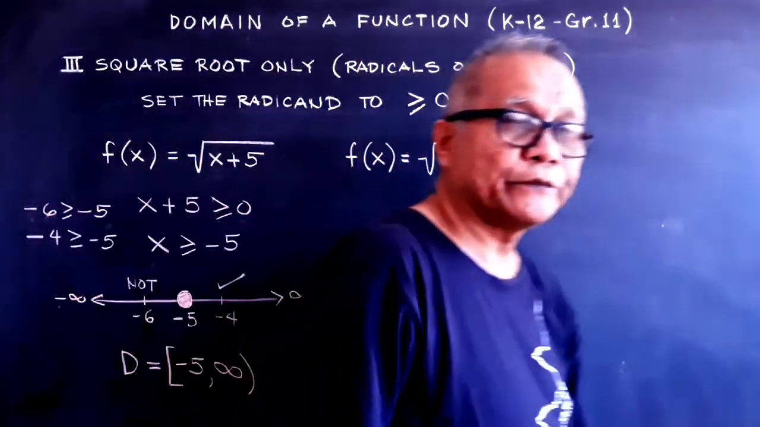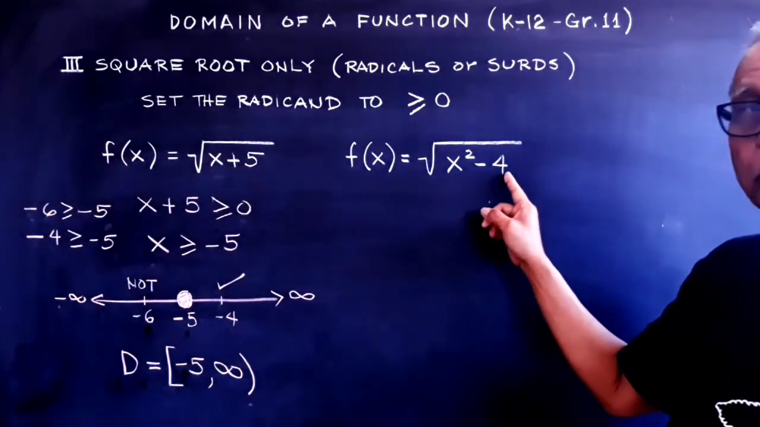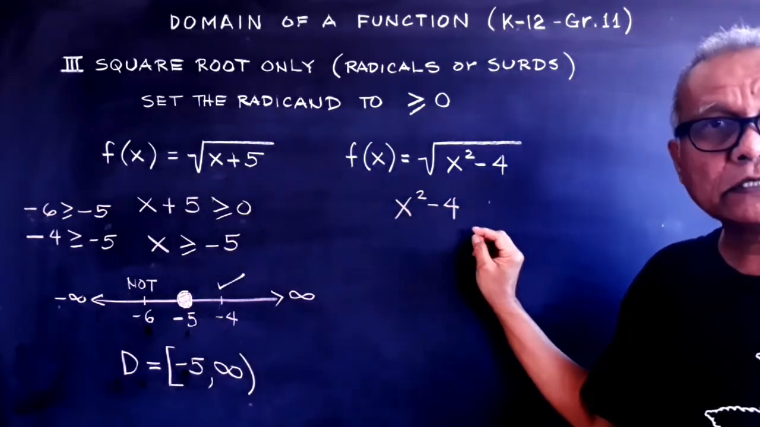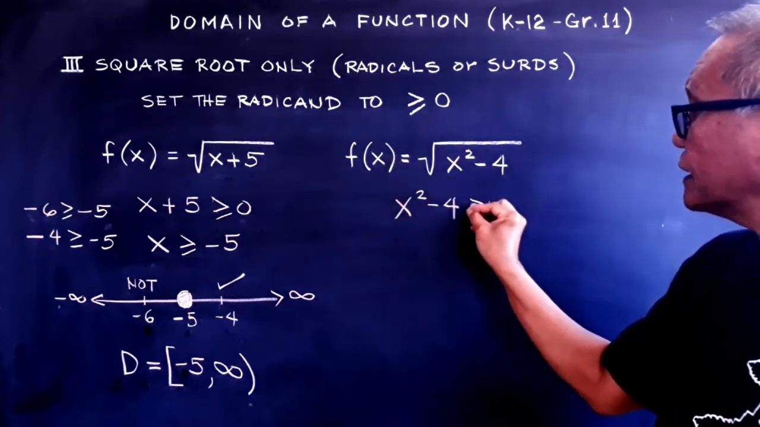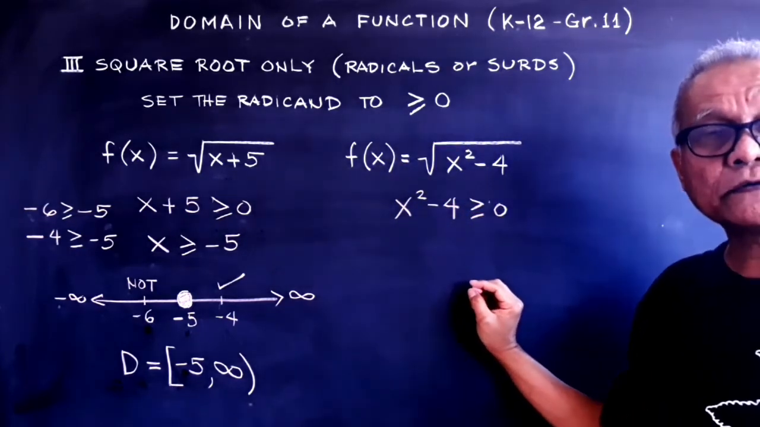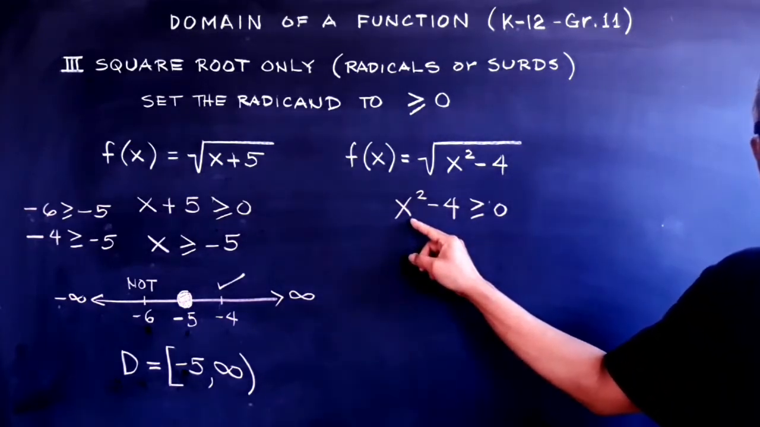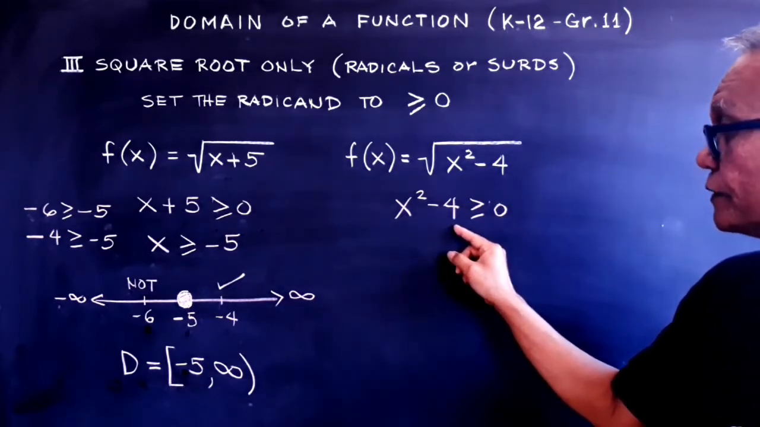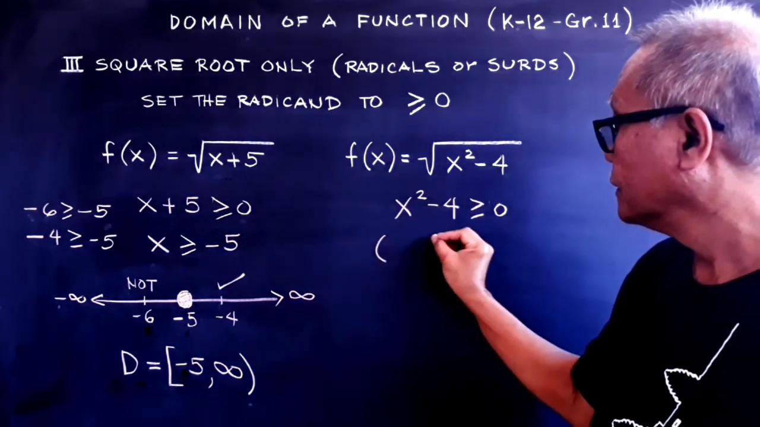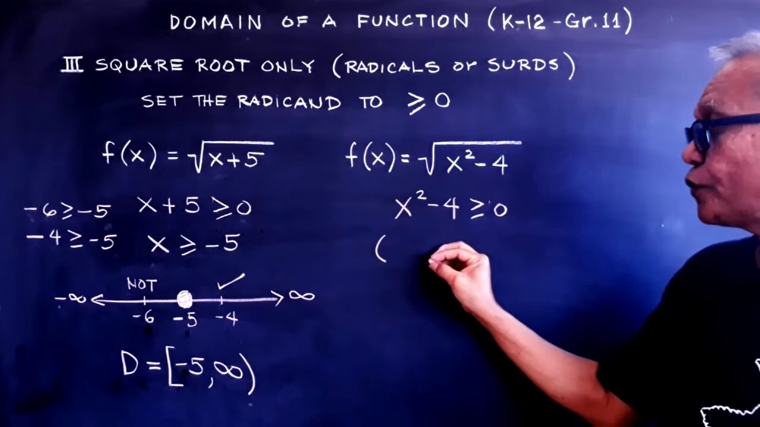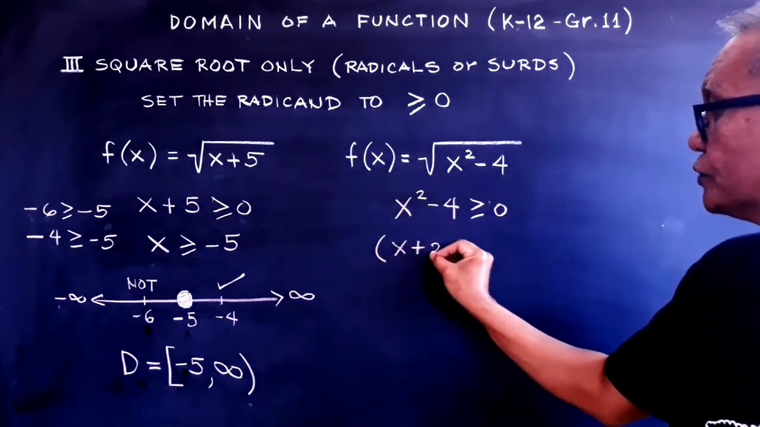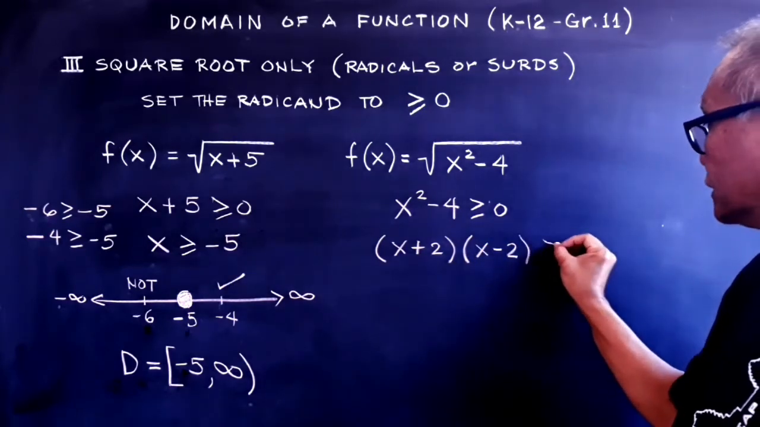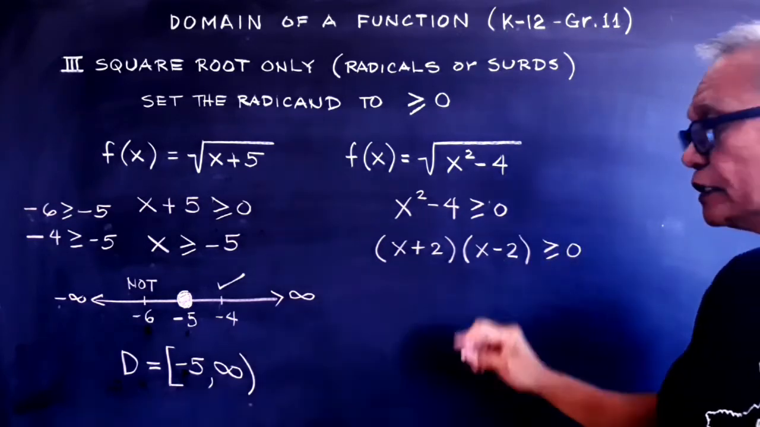The second example here. We take x squared minus 4 and set that to greater than or equal to 0. After that, we'll find the values of x. You can transpose this one to the other side, or we factor. Which do you want? Okay, let's factor. Notice this one is a difference of perfect squares. So (x plus 2)(x minus 2) is greater than or equal to 0.